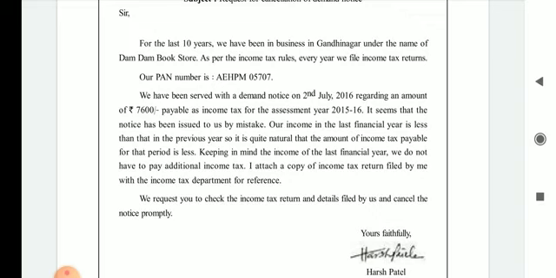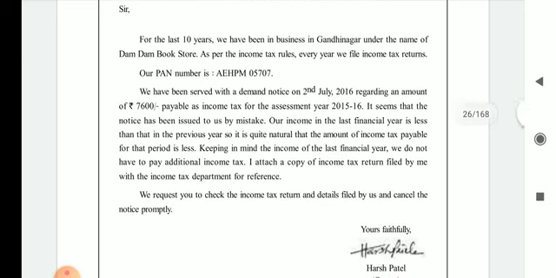Our PAN number is AEHPM 05707. Here you have to write a PAN card number. In that you have to write this type of ABCD as well as the numbers. Means you have to write a PAN card number with the combination of the alphabet as well as the numeric system, and it is very necessary. Here you have to write 5 letters of the alphabet, and after that you have to mention the 4 numeric digits, and again you have to write a single letter.